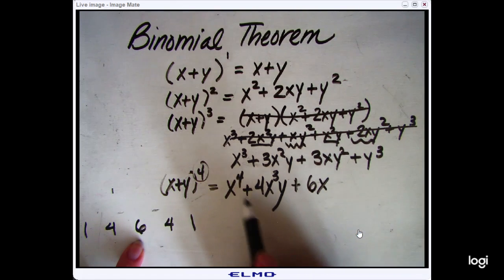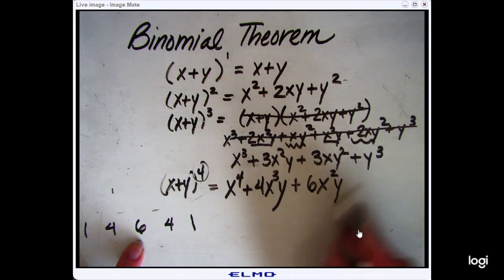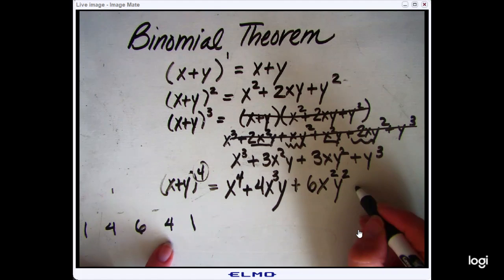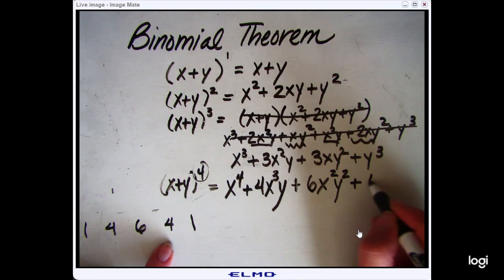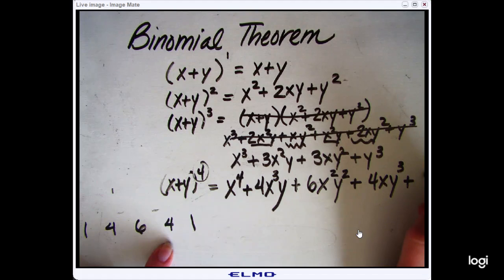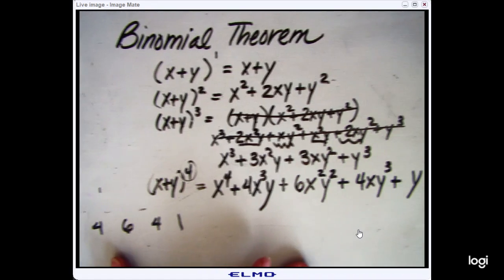X to the 4, 3, 2. And my y's are going up. 2 plus what is 4? 2. I know my next coefficient is 4. X's are going down. Y's are going up. Plus 1, no x, but my y's are going up. That is the binomial theorem.